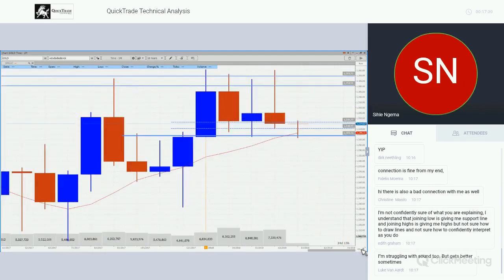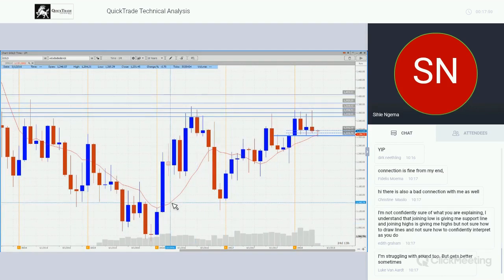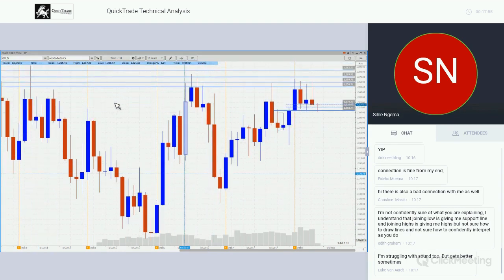Okay, for your benefit, Leanne, I am going to go back to the basics. I'll try and explain this to you quickly. This red line here is our moving average. Let me remove it. The red line has been taken off, and I'm going to overlay it again. This is how you get it.